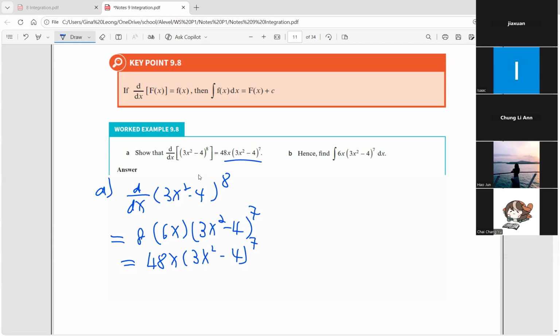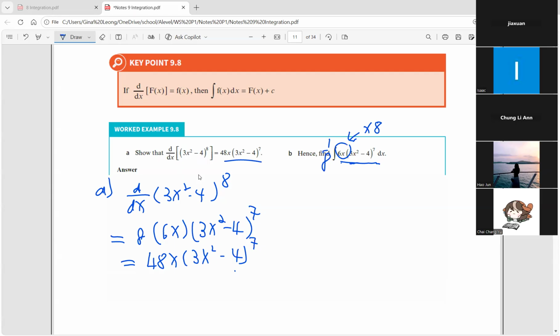Okay, after we show this one, you have to compare the answer here and the answer here. You see what is the difference. 3x squared minus 4, 3x squared minus 4, power 7, same. The difference is 6x. So when that is the 6x, what I have to do so that I can get 48? Meaning that I have to multiply this 6 by 8. So when I multiply by 8, that means outside I have to divide by 8, so that I get the 6x.